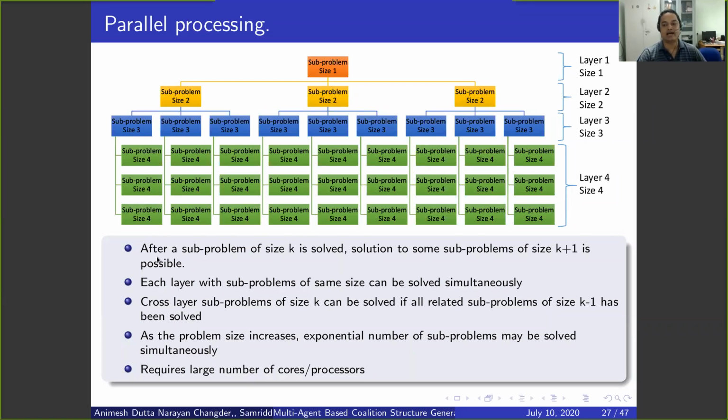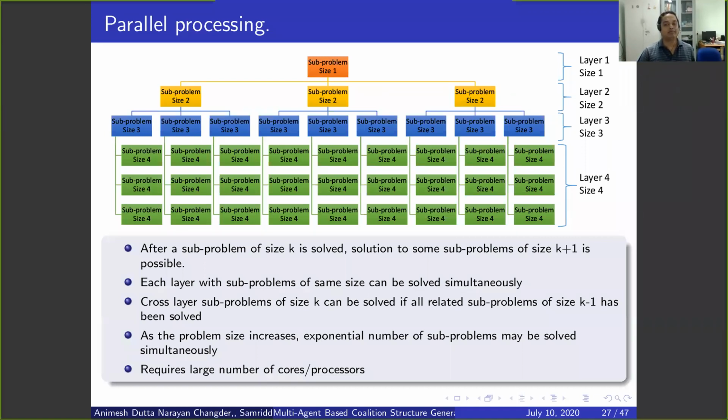So the idea is, after a sub problem of size k is solved, the solution to some sub problem of k plus 1 is possible, because this computation is independent of this computation. This computation is independent of this computation. These tasks can be executed simultaneously. They don't have any dependency relationship. So that will give you a faster result.